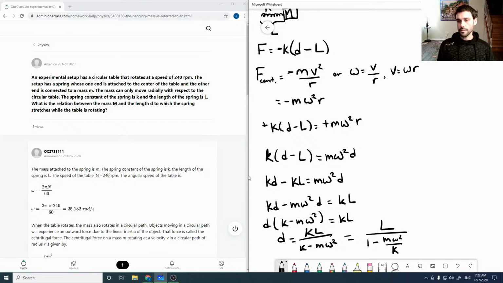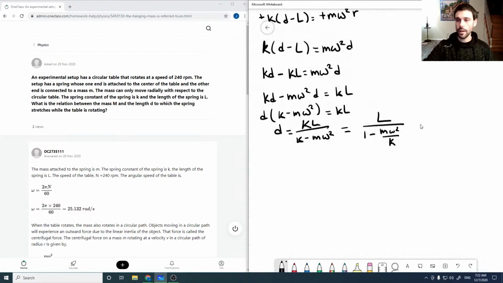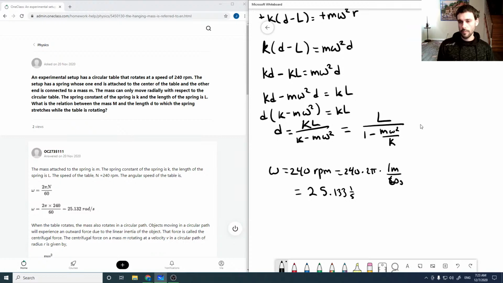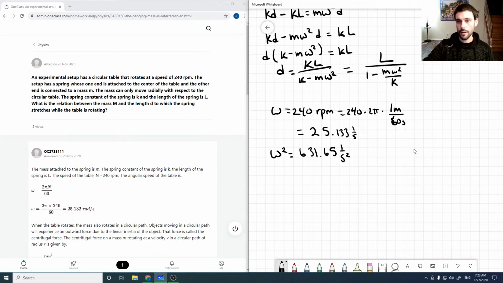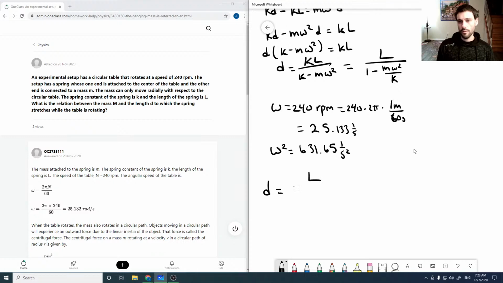And I guess we could add some numerical values, although I'm not sure what the point is since we're not given any of the other ones. But omega is 240 RPM, which is 240 times 2 pi times 1 minute per 60 seconds to put it into radians per second, so that our omega squared would be 631.65 per second squared. And so we could then write our d as L over 1 minus m times 631.65 per second squared over k.